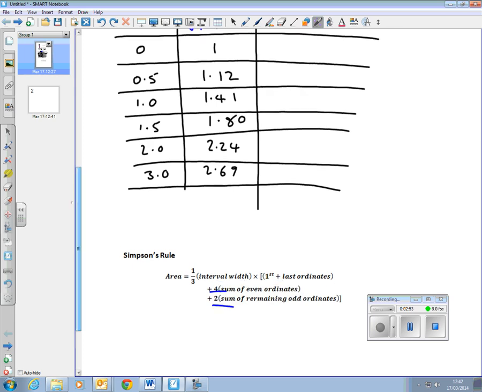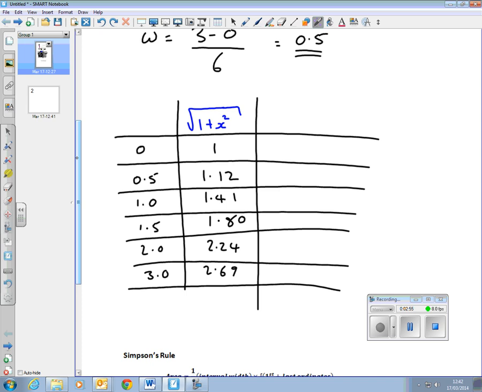So which are the ordinates? Well, we go back to here. This is the first ordinate, and this is the last ordinate. So they're the first and the last. So if that's the first, second, third, fourth, fifth. So these are the even ordinates, and these are the remaining odd ordinates. So in other words, not including the first and the last.